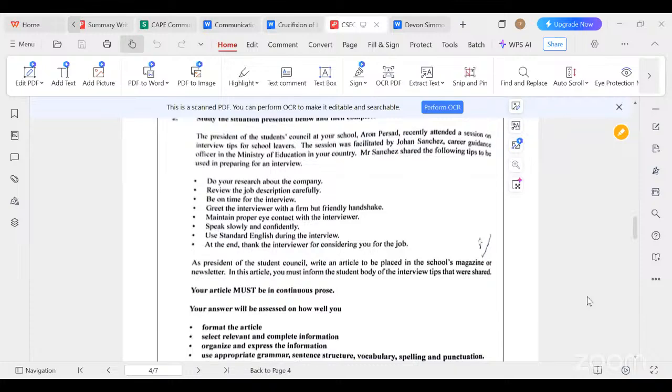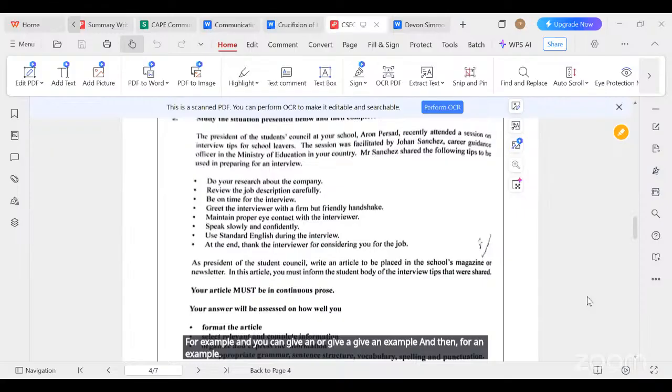For example, and you can give an example. And then now, for an example, you put your comma, open quotation, and you put, in what year was the company established? Question sign, close quotation.